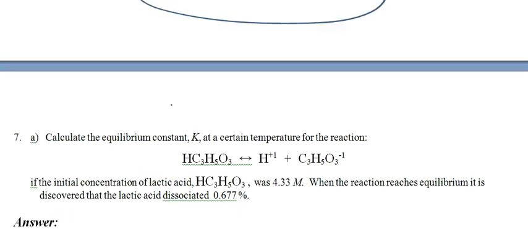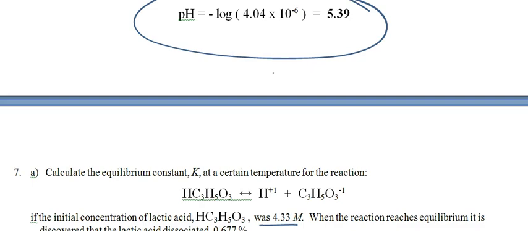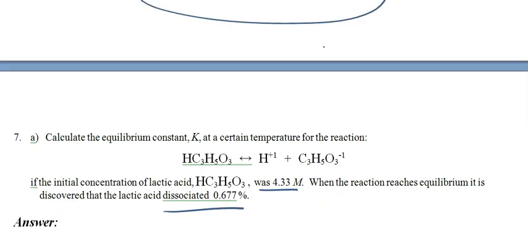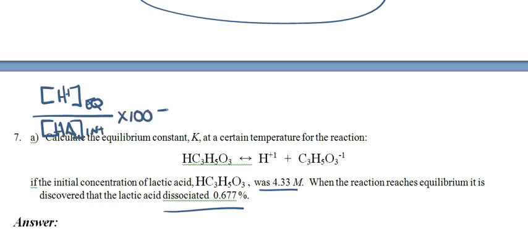Number 7. Says calculate the equilibrium constant K at a certain temperature for the reaction that's given here. It says if the initial concentration of lactic acid was 4.33, when the reaction reaches equilibrium, it's discovered that the lactic acid dissociated 0.677%. All right, so again, I might be able to do this. So since we had our equation where our hydrogen ions at equilibrium over our acid initially times 100 is equal to our percent.